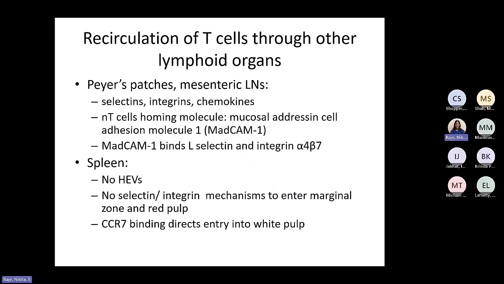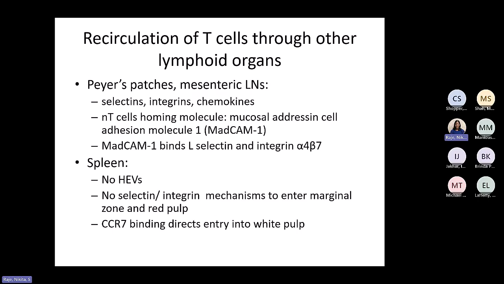In the case of naive T cells, the homing molecule is MAdCAM-1, which stands for mucosal addressin cell adhesion molecule. MAdCAM-1, what does it bind to? It binds to both selectin and integrin. So it binds to L-selectin. Any cell that expresses L-selectin, such as naive T cells, can go to and home to the gut. Another type of integrin that it binds to is alpha-4 beta-7. That should have been in red, something that you have to memorize. Alpha-4 beta-7 is an integrin that binds to MAdCAM-1. So that's for the GI tract lymphoid tissue.